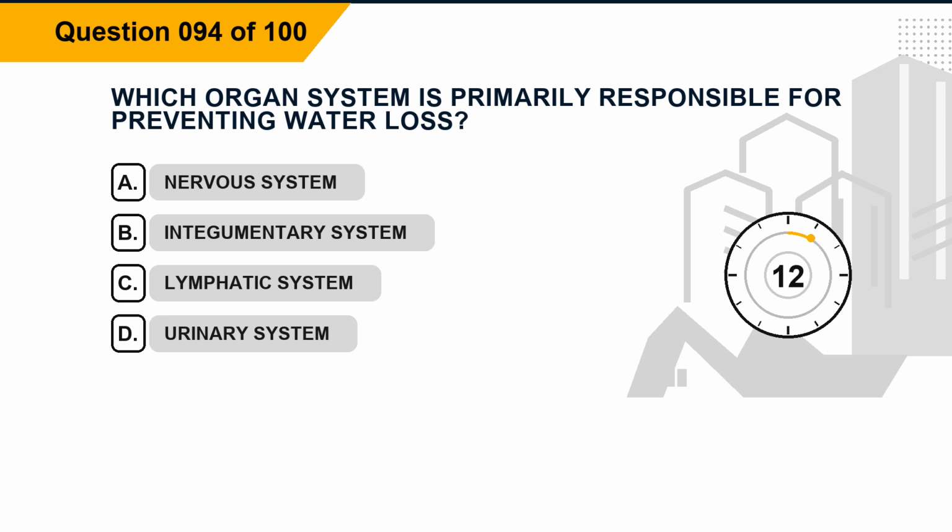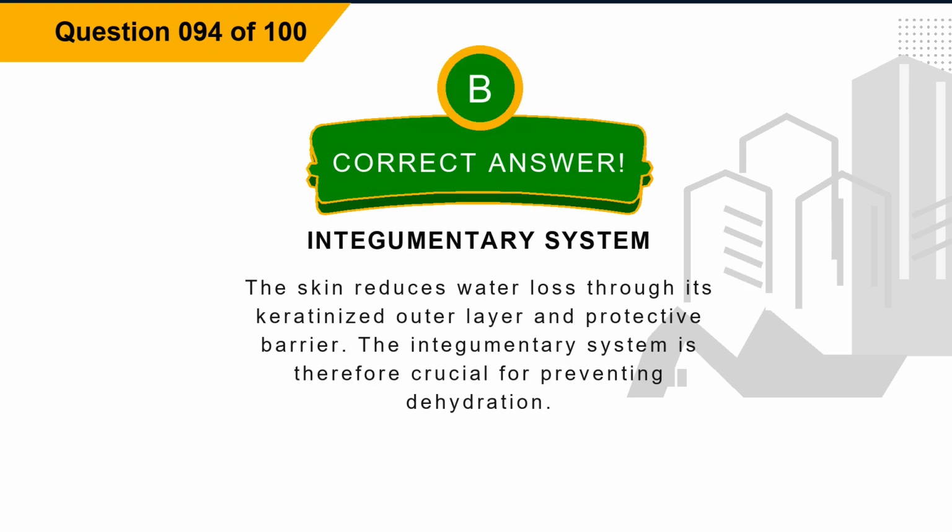Question 94. Which organ system is primarily responsible for preventing water loss? Option A. Nervous system. Option B. Integumentary system. Option C. Lymphatic system. Option D. Urinary system. The correct answer is option B.